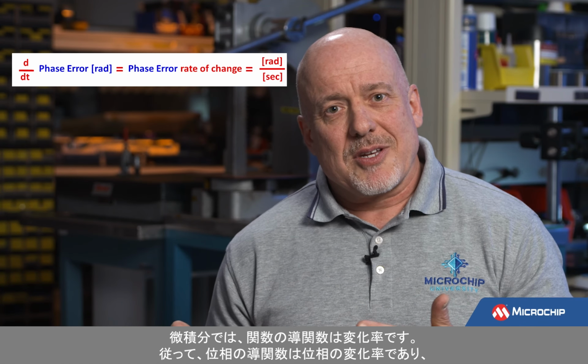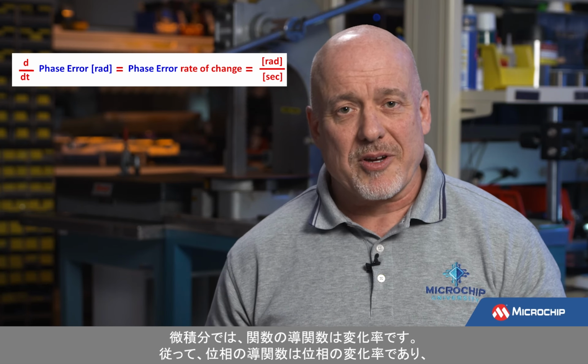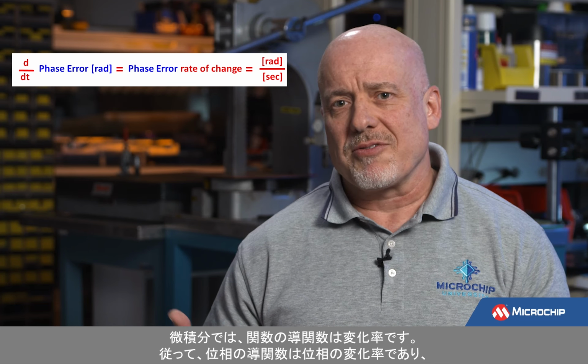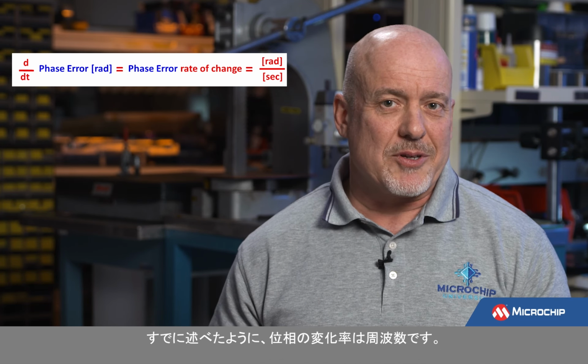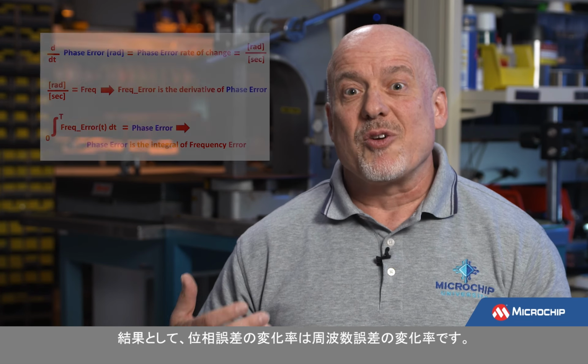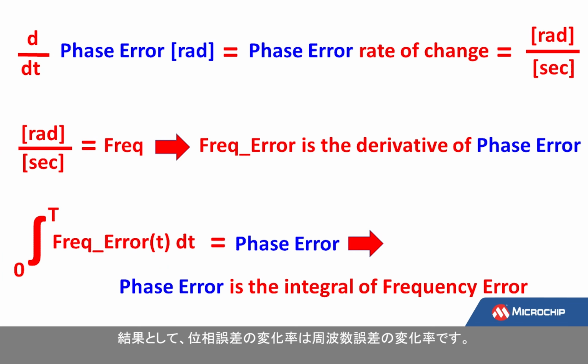As we know in calculus, the derivative of a function is the rate of change, so therefore the derivative of phase is the rate of change of phase, and as we already established, the rate of change of phase is frequency. So therefore, the rate of change of phase error is the frequency error. If we integrate a frequency error over a given amount of time, we can see how much the phase error has changed over that same given amount of time.